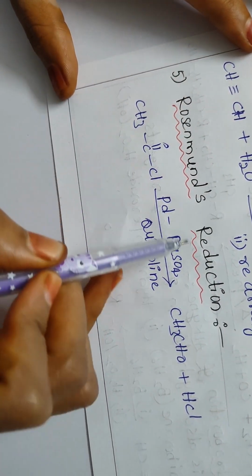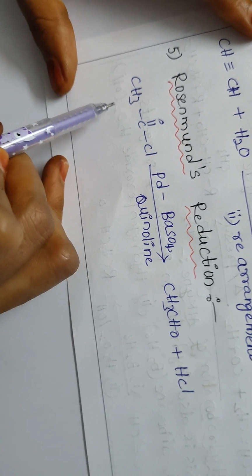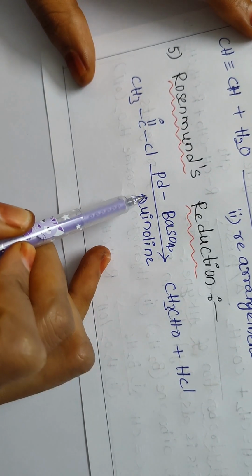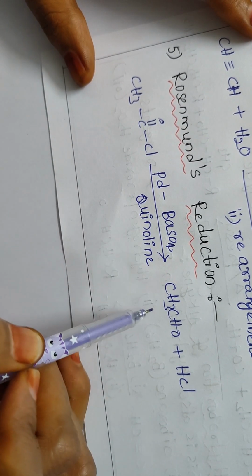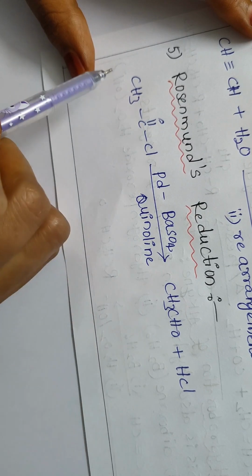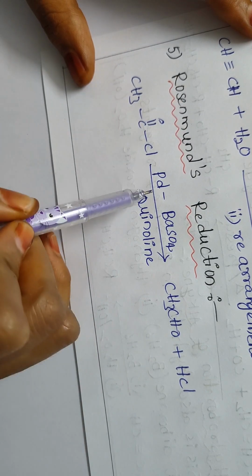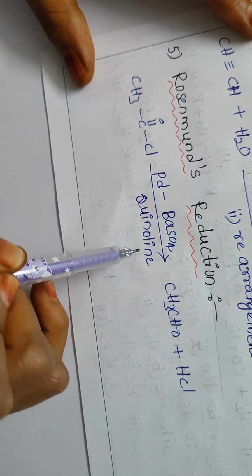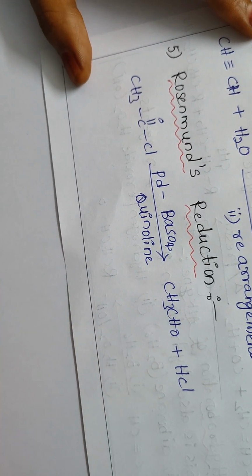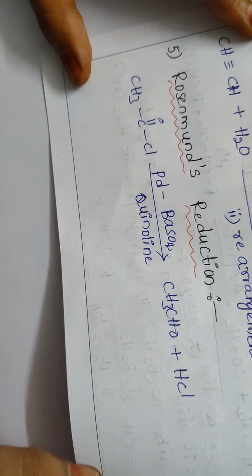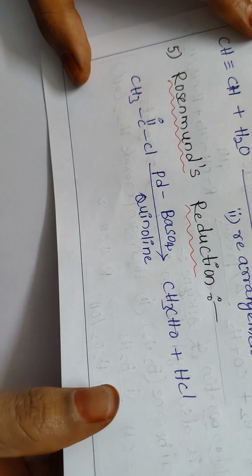Rosenmund reaction, an important reaction. Acetyl chloride reacts with palladium and barium sulfate, and quinoline, to form acetaldehyde and hydrochloric acid. This is the fifth preparation.